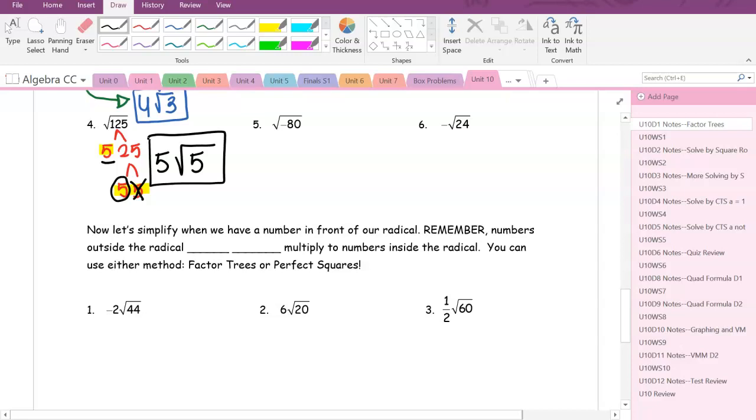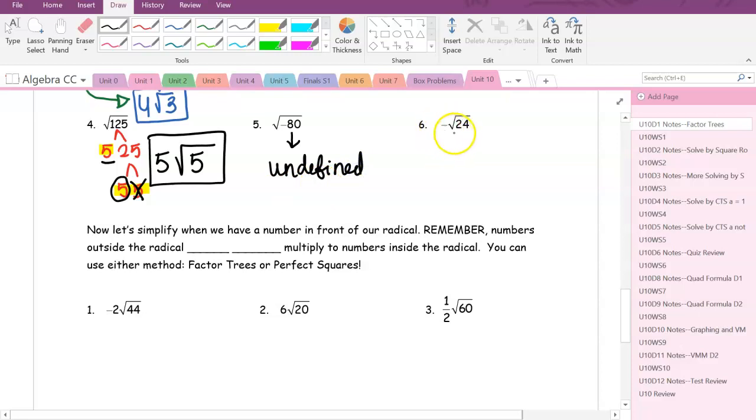Now, number 5, we have to be careful. There's a negative underneath the square root. This is not possible because there aren't any two numbers that are the same that multiply to a negative. Okay, whenever you have two numbers of the same sign, they always multiply to a positive. So this is not possible, and we say this is undefined. Okay, anytime you have a negative underneath the root there, we call that undefined.